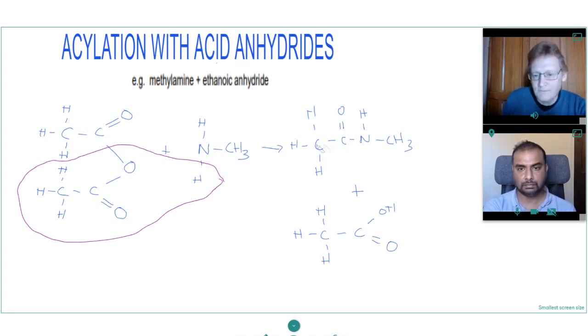So here, to name this, it is an N-substituted amide because we've got a hydrogen substituted on the nitrogen. So this is N-methyl. And then the amide part has two carbons, so that's ethanamide. And the carboxylic acid has two carbons, and so that's the ethanoic acid.